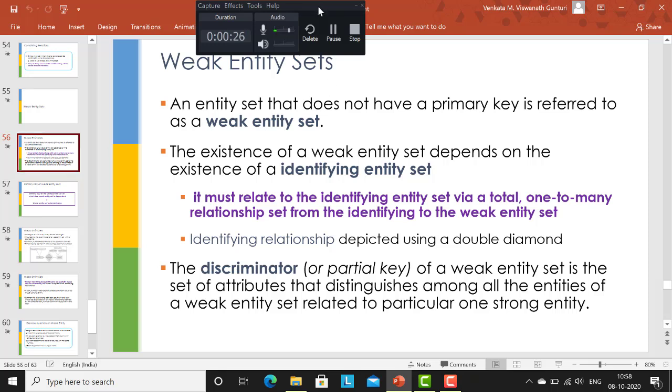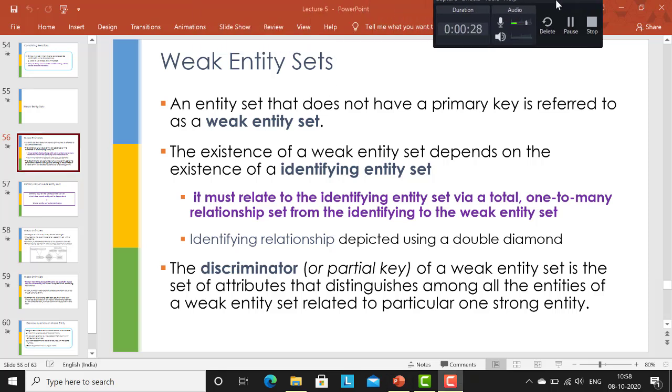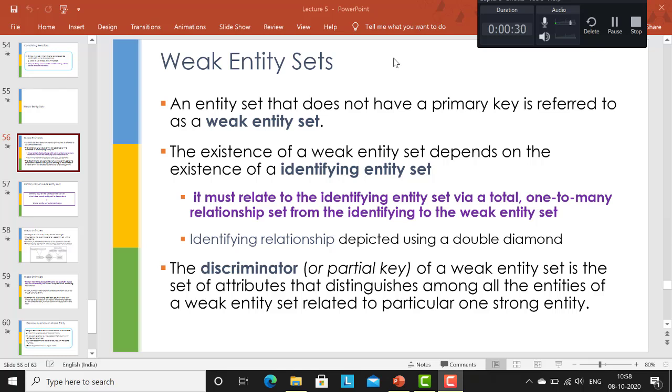Now, what is a weak entity set? A weak entity set is any entity set which does not have a primary key. In other words, this weak entity cannot exist by itself in your application. For it to exist, you must have another identifying set via a total one-to-many relationship.